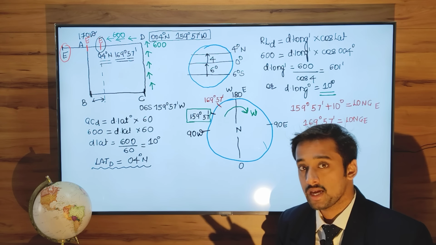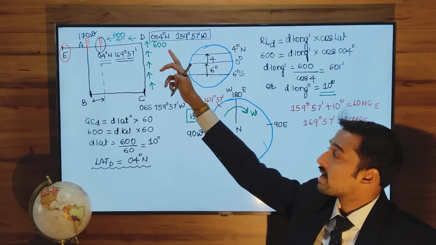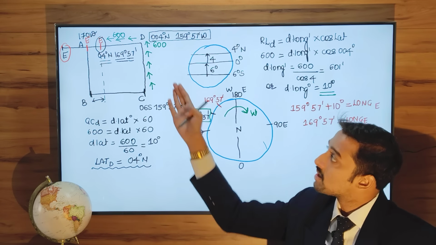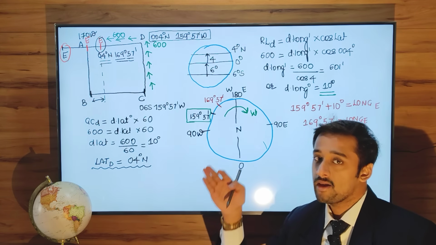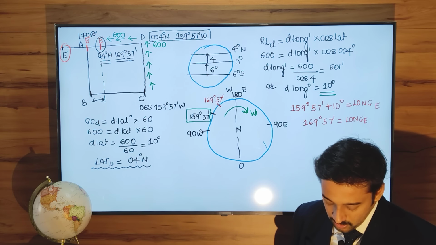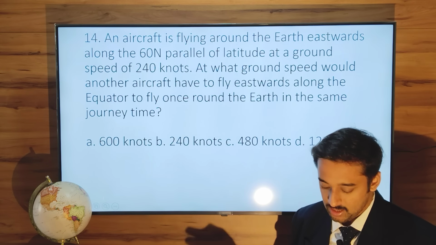But in the opposite case, if the latitude of Delta would have been more than 6 degrees, Echo would have been thrown outside of A. So Echo would have exceeded. So I hope you will understand this concept. Let's go to the next sum.